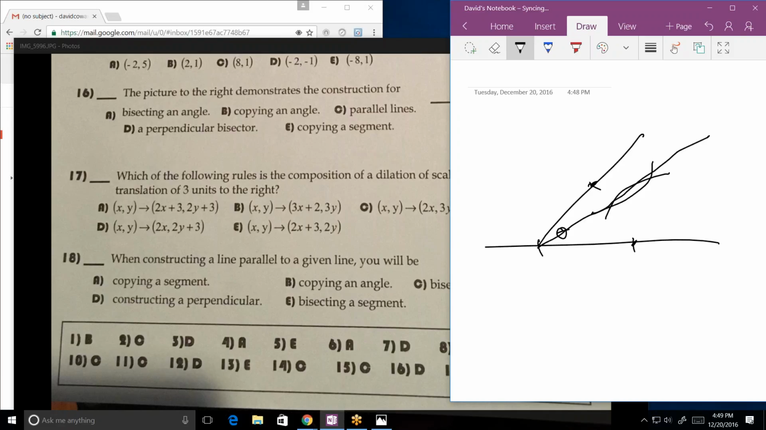No, there's a different way. Oh, I know how. I think I figured out how. Okay, so what we do is we make an angle, like this. We copy an angle. How do you copy an angle? I'm not sure I know how to copy an angle.